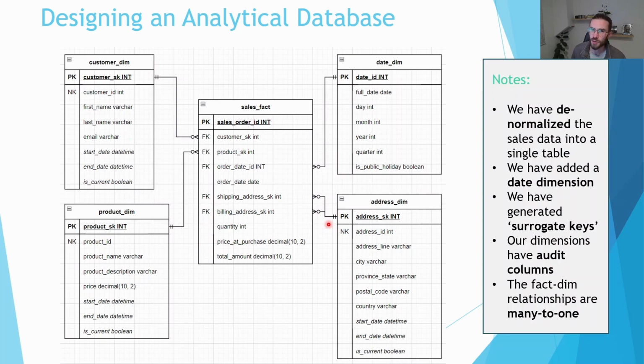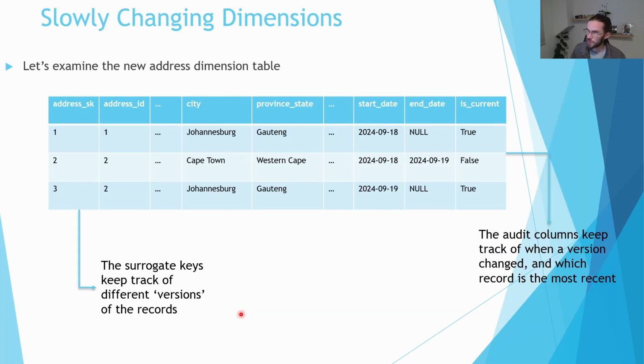All right, so moving on to why we've added these surrogate keys and why we have these weird audit columns over here. So if we look at our address dimension table in a bit more detail, if we took a subset of the data out of this, it would look something like this. We'd have our address surrogate key, our address ID, some other data, the city, the province or state, and then these audit columns of start date, end date, and is current. So in the very first example, you can see our surrogate key that we generated as part of our analytical database is 1.